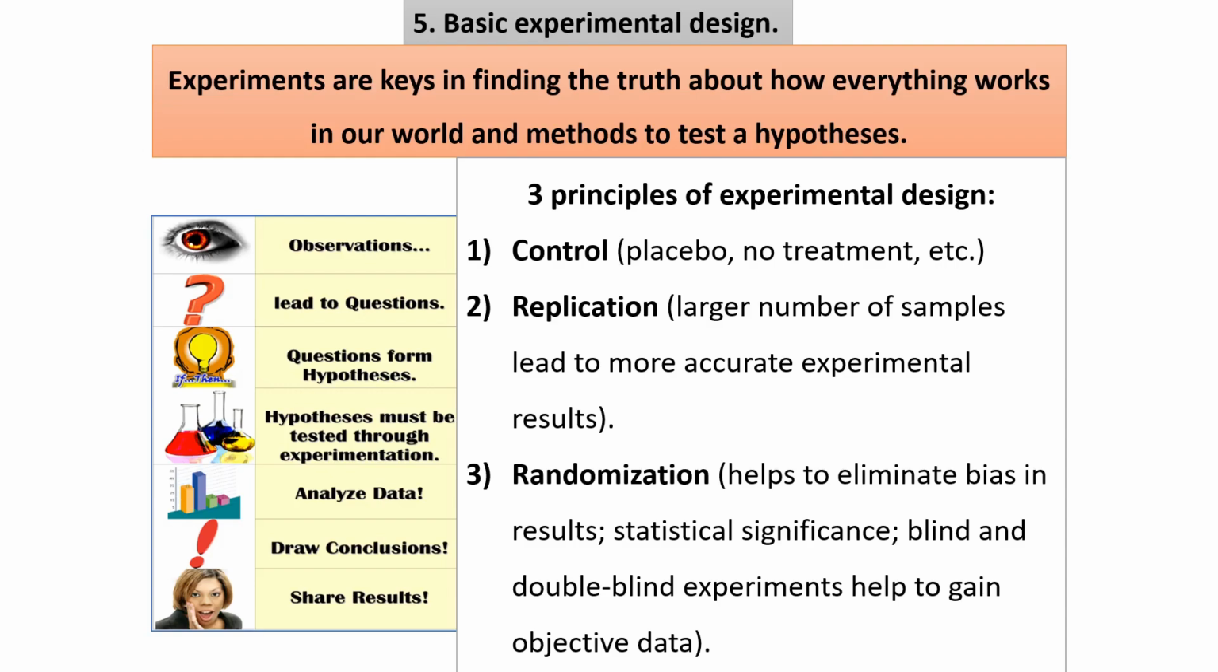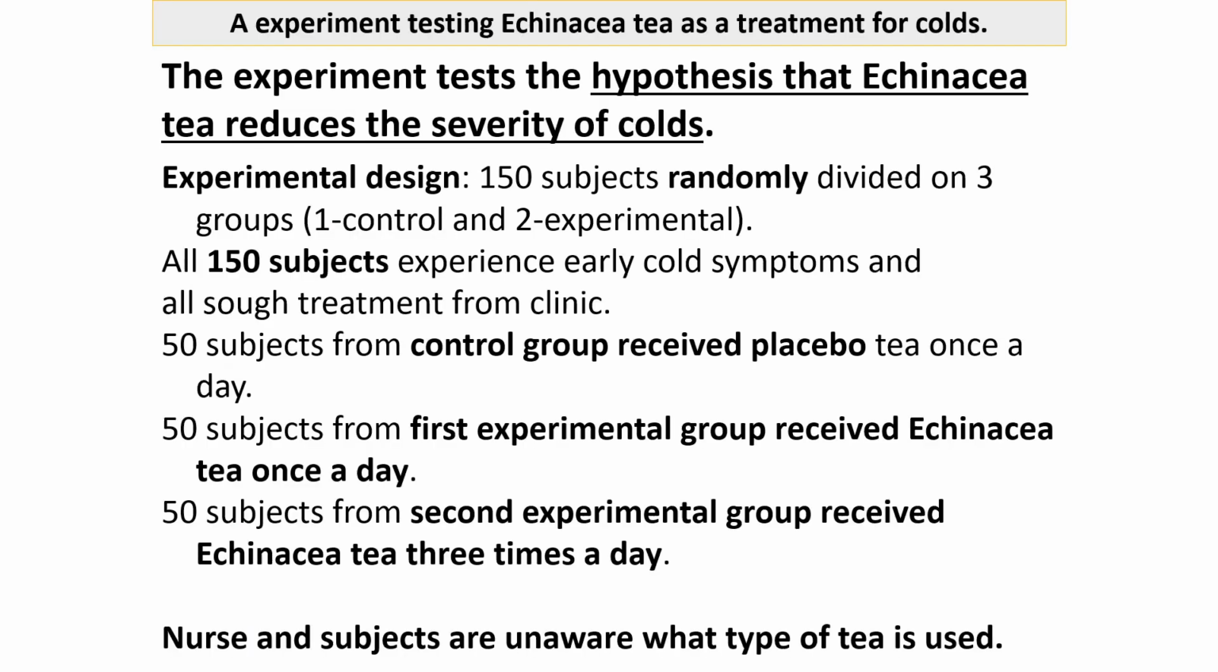Randomization, number three. It helps to eliminate bias in the results and makes them more statistically significant. Blind and double-blind experiments also help to gain objective data.